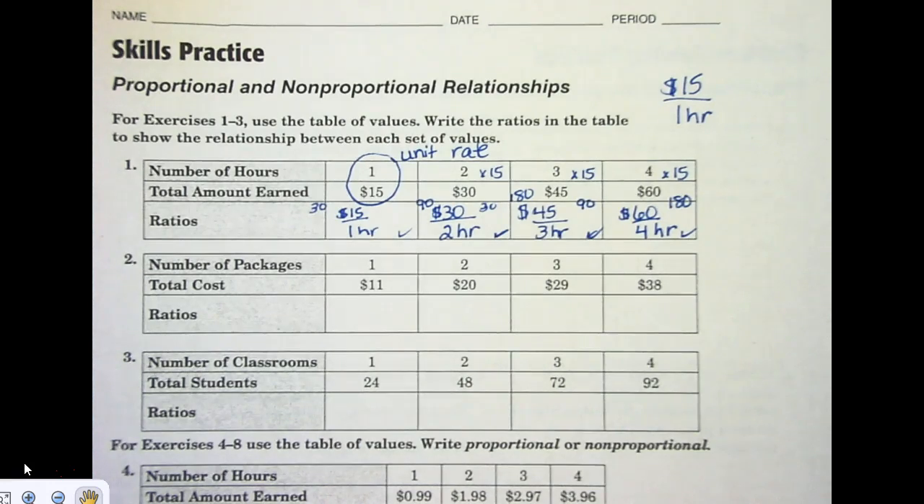All right, let's look at the next one. So one package costs $11, 2 packages cost $20, 3 packages cost $29, and 4 cost $38. What's your feeling? Do you think those are going to be proportional or not proportional? I don't think they are. Why? Can anyone tell me? What do you think, Anna?